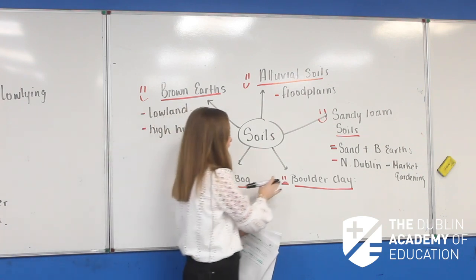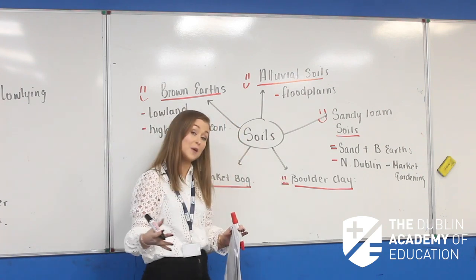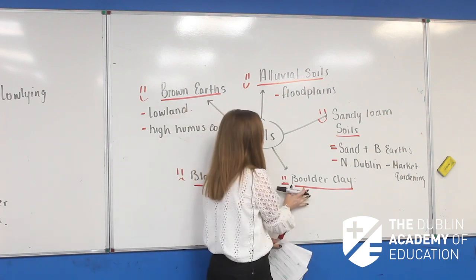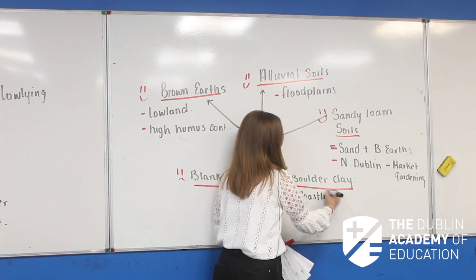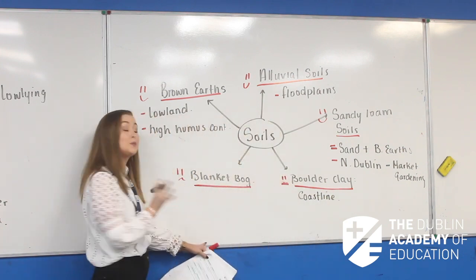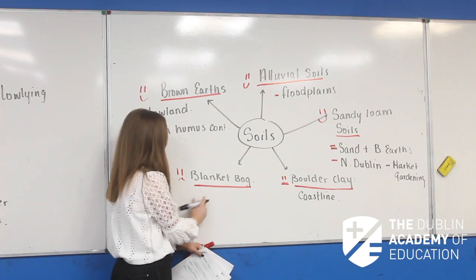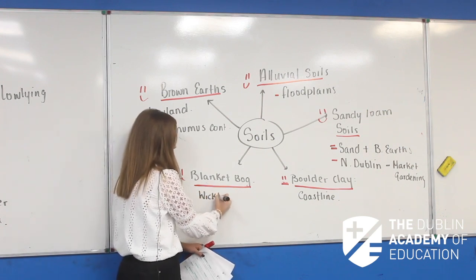Now, the last two are really the least important, but it's a good little thing to have in here. We find boulder clay, which, as we know, covers the central plains of Ireland. Think about your limestone essay. Boulder clay we find along the coastline. And finally, our last one, blanket bog, i.e. peat, is found in the Wicklow Mountains.